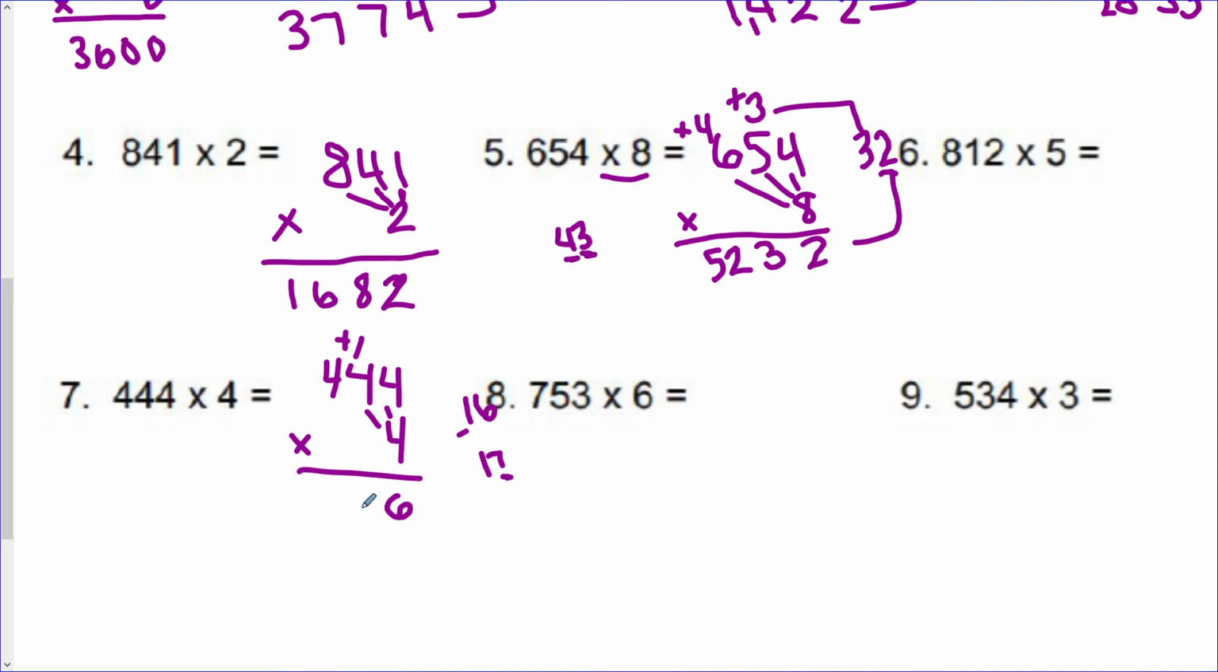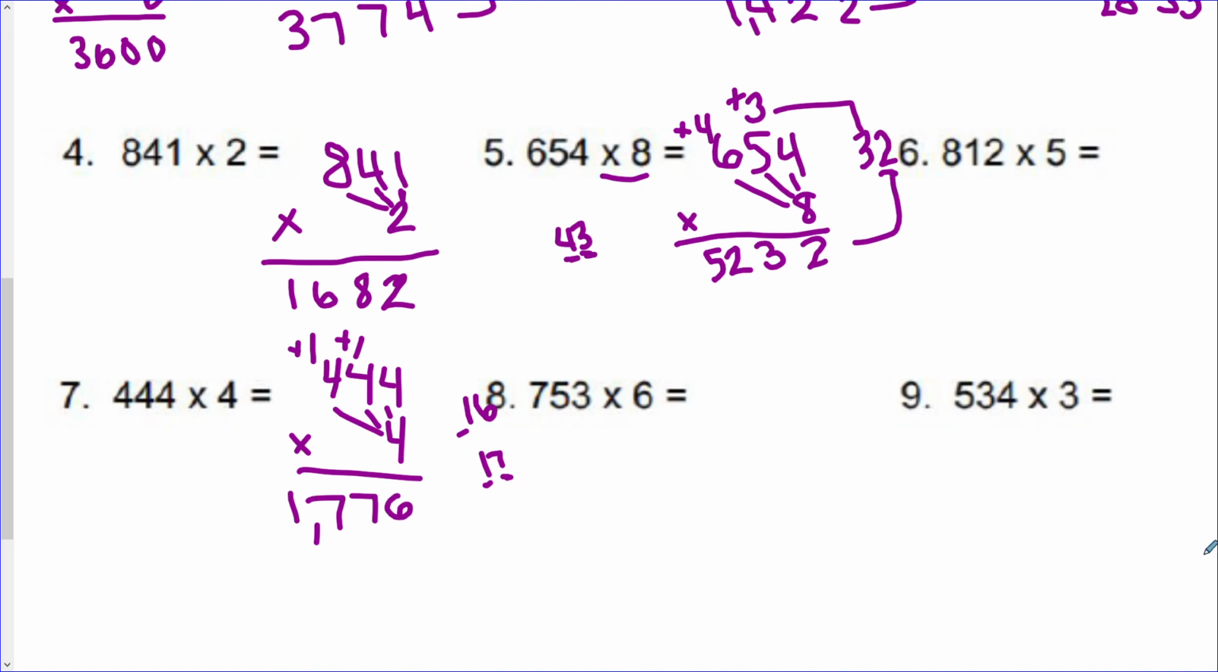So I have a 7, goes down to the bottom. The 1 regroups to the top. And remember, I add him on top. 4 times 4 again is still 16, plus 1 more is 17. So 444 times 4 is 1,776.